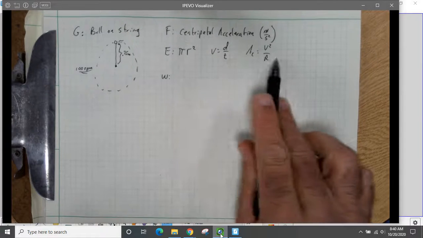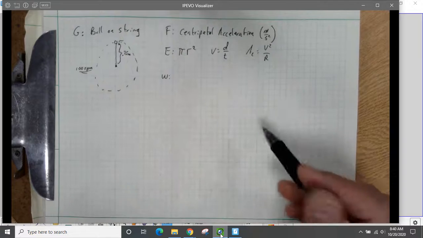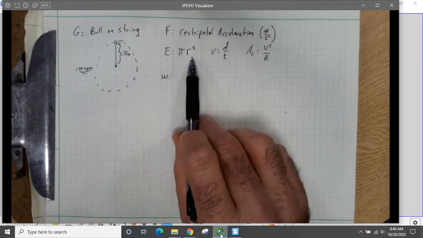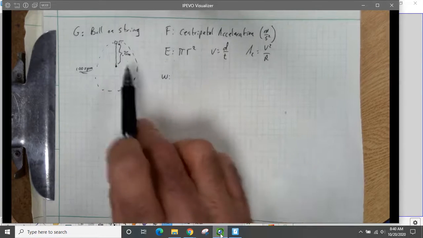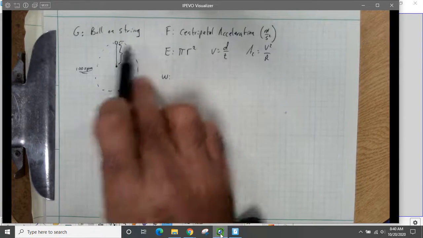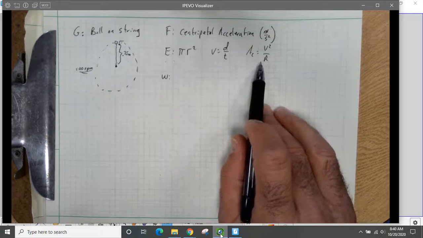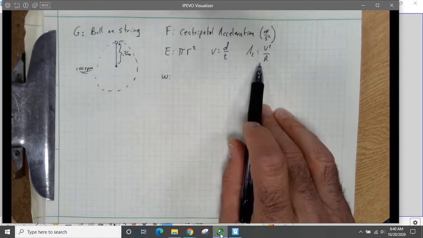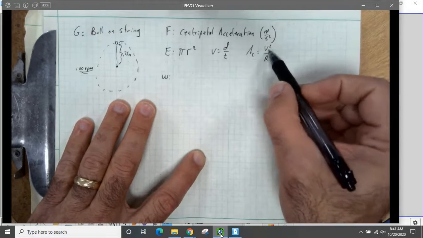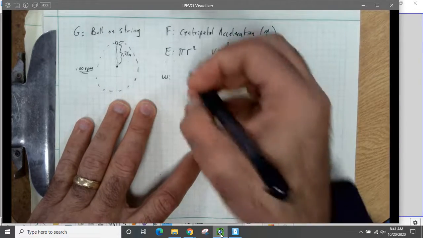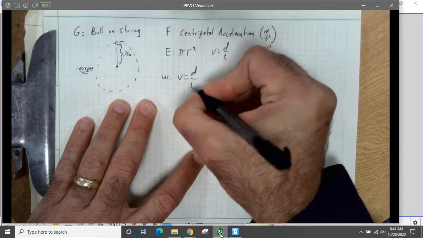Okay, these are the equations that we're going to use. Again, pause this if you need to. We need this one to figure out the radius of the circle. We need this one to figure out the tangential speed of the ball. And then here's our equation for centripetal acceleration. If we want to find the tangential speed of the ball, because we need that for v squared over r, v is equal to d over t.